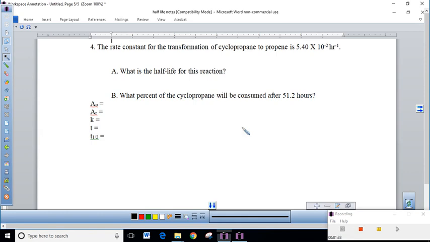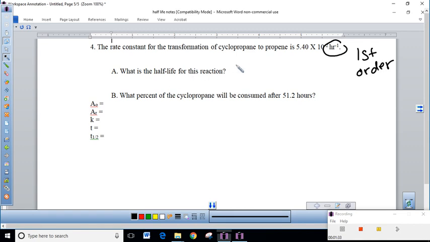Number 4. The rate constant for the transformation of cyclopropane to propene, we'll learn what that is at the end of the year, is 5.4 times 10 to the negative second hours to the negative 1. So what order is this telling me? This is first order. I haven't done any zero orders, but the zero orders are the most simple, so I didn't really worry about the zero order. So first thing it says, what is the half-life?